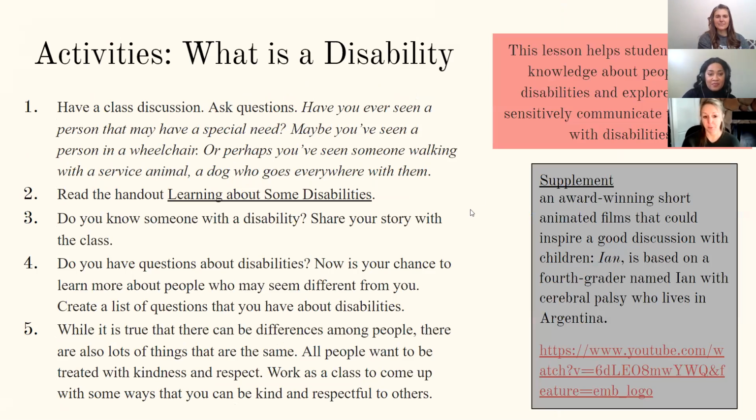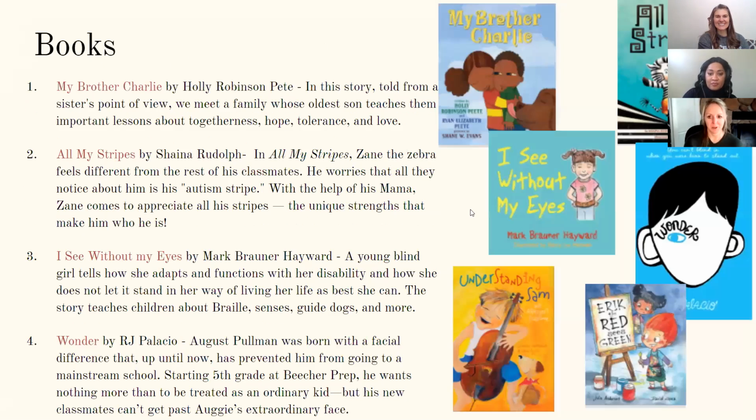There's lots of other books as well. If you go back one slide really quick, sorry. There's another book called Understanding Sam. I think this is about a child with Asperger's or autism. And then there's one about color blindness, Eric the Red Sees Green. That's another good book.